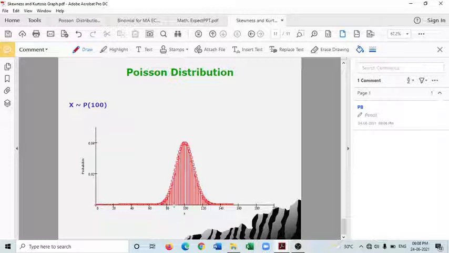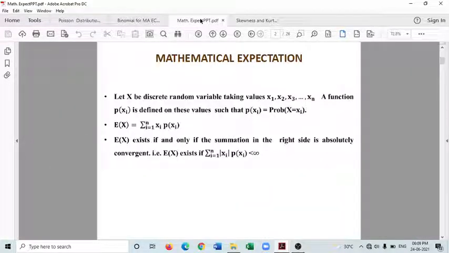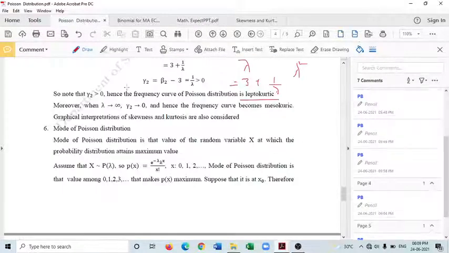That means it's an indication of this: as lambda tends to infinity, as lambda becomes larger and larger, the shape becomes symmetric. So we have very good evidence of the approach of this graph to a symmetric shape when lambda becomes infinite. Thus we conclude that the frequency curve is, in most cases, positively skewed, but when lambda becomes larger and larger, it attains the shape of a symmetric curve. Thank you.